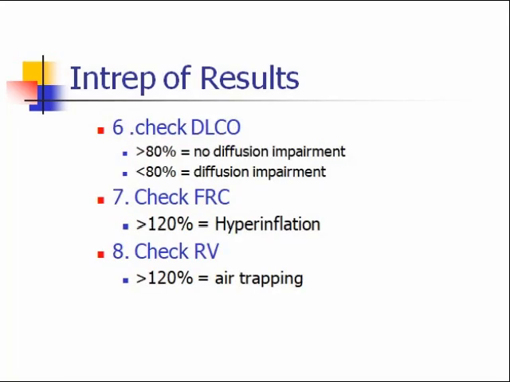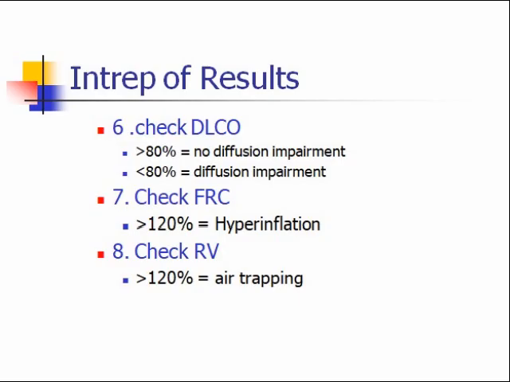The sixth measurement you're going to look at is DLCO, and if you have a greater than 80%, then there's no problem with diffusion. If it's less than 80%, then you have a thickened alveolar capillary membrane, or you have a condition that causes diffusion impairment. Seventh, you want to look at the FRC. And here, instead of less than, these are going to be greater than.